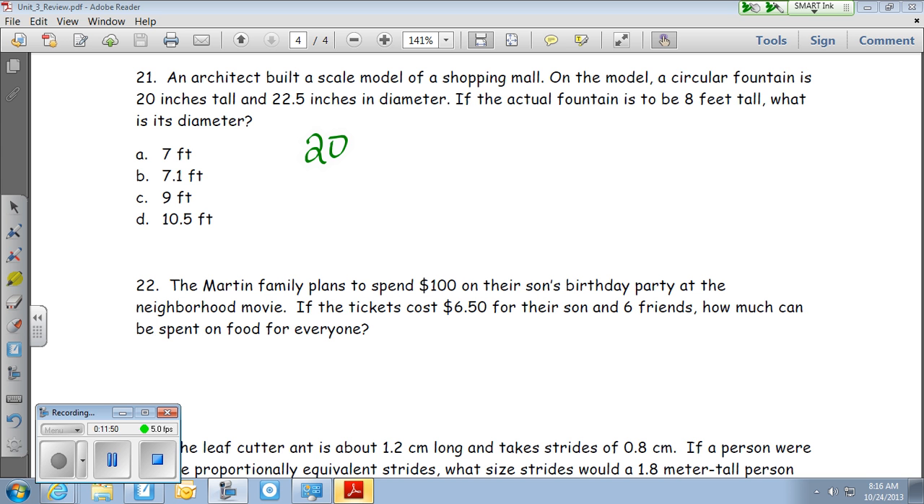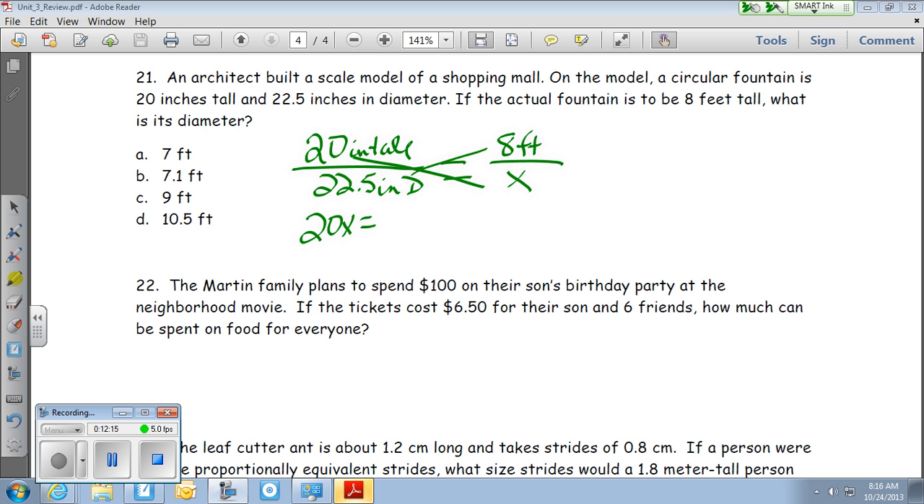Here's the model, 20 inches tall over 22.5 inches diameter. Set that equal to the actual fountain. So the tall needs to be on top, so 8 feet tall on top, and then diameter is what I'm looking for. So do your cross products, and you should have 20x is equal to 22.5 times 8, which turns out to be 180. And then divide both sides by 20. X is equal to 9 feet.